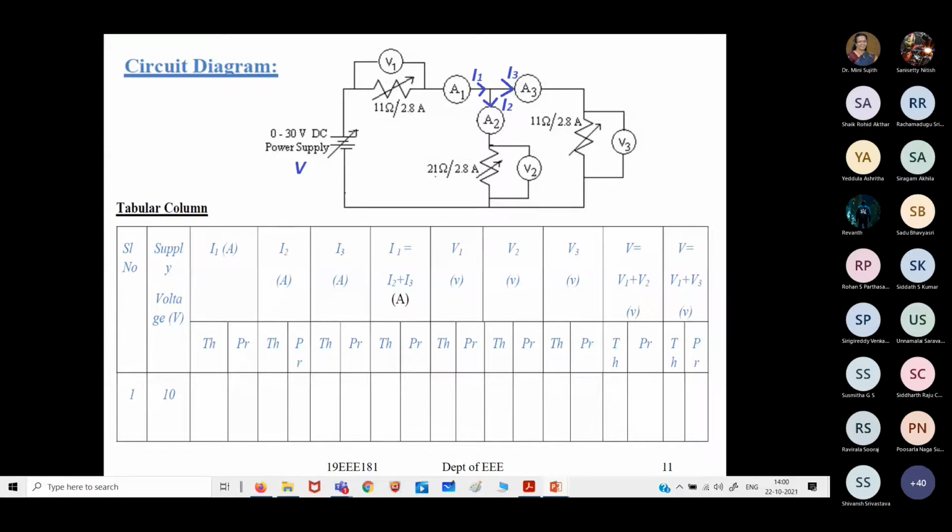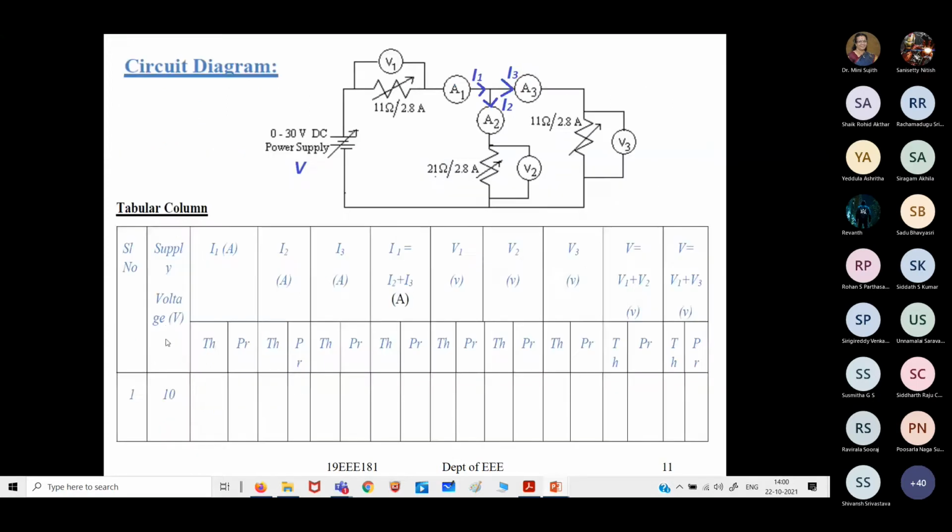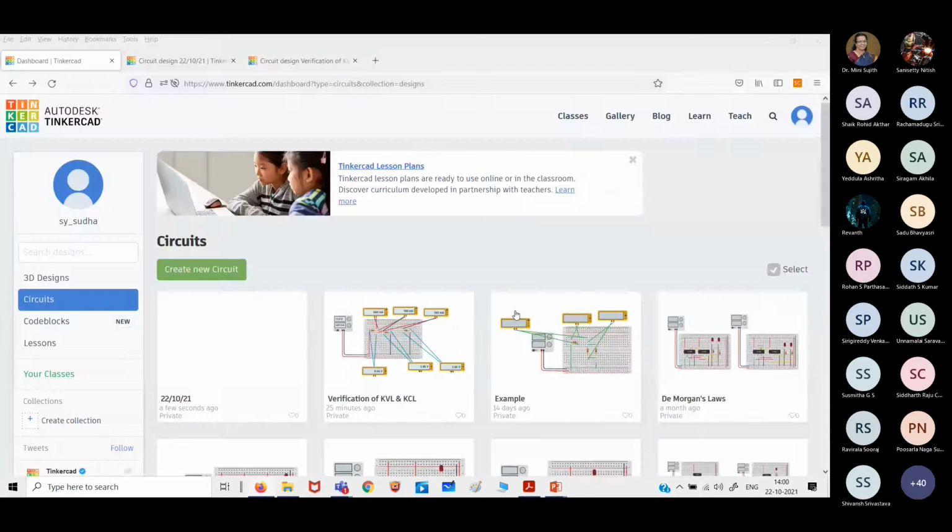Is that clear? All of you have to do the theoretical calculations. You have to check what all you'll have to calculate, which is nothing but all the three currents and all the voltages across all the resistors. Place these values here, theoretical values, then we can go to Tinkercad. I think up till here we had already done in the previous class.